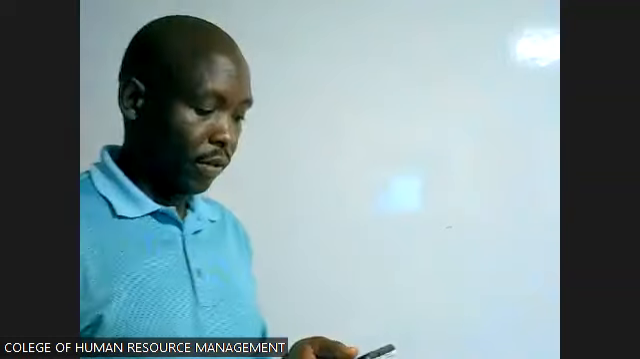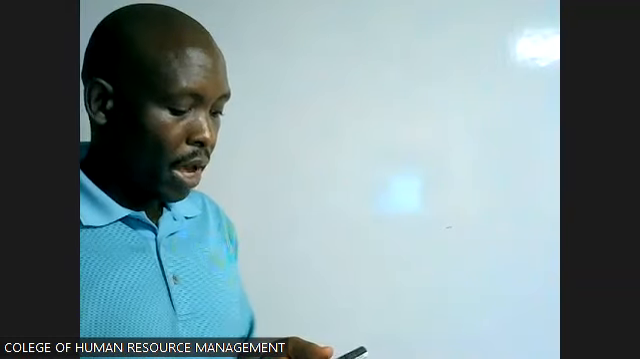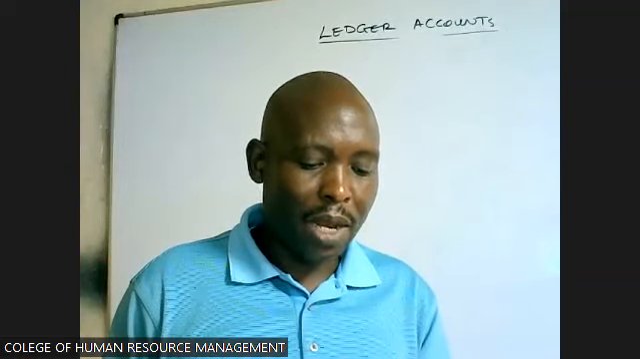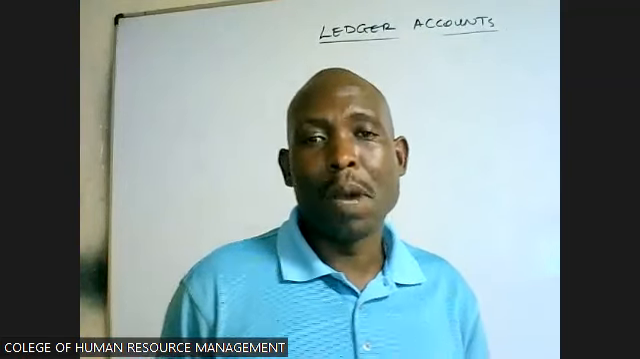Question 1 says: prepare asset, liability, and capital accounts for Michael, who had the following transactions for the month of January 2023. So we are given the transactions now. Anything that is involving money is a transaction. So we are supposed to enter them into their respective ledger accounts involving assets, liabilities, and capital. This is the first statement: started business by depositing 500,000 in the bank.